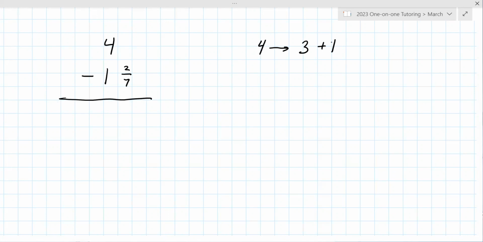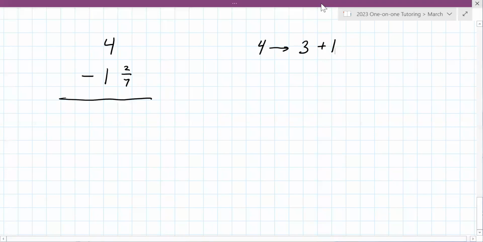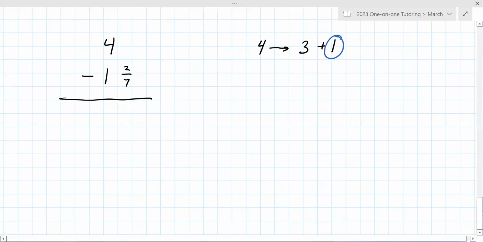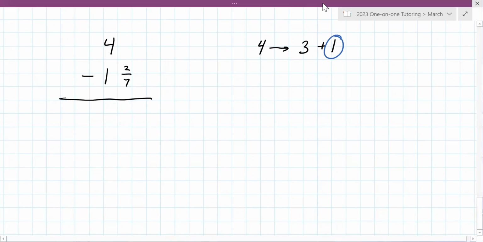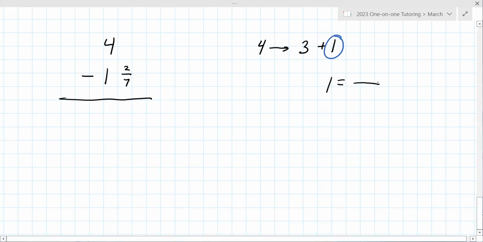Is that okay? Is that clear? Yes. So you always go down by 1. Now this 1 is what you're going to change. This 1 has to change into a fraction. So instead of writing 1, we're going to write a fraction here, but we're going to use this denominator here, this 7. Whatever this denominator is, we're going to use it, so it becomes 7 over 7.